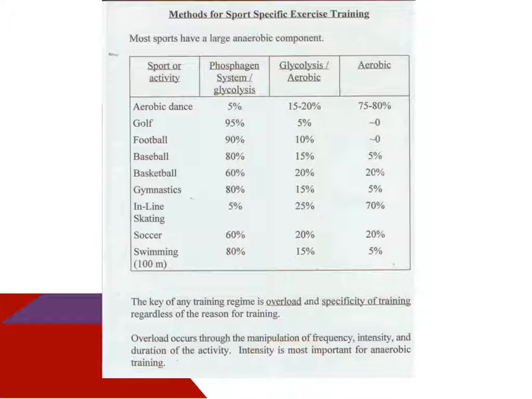So when we look at this table, we can see what energy systems are being utilized for each specific sport. And this helps us develop some sort of aerobic or anaerobic training to develop that athlete a little more. So as you can see, in baseball, we're not using much aerobic capacity, nor are we using much of the glycolytic system. It's mostly the anaerobic phosphagen system and glycolysis, so we'd want to train for those kinds of activities.